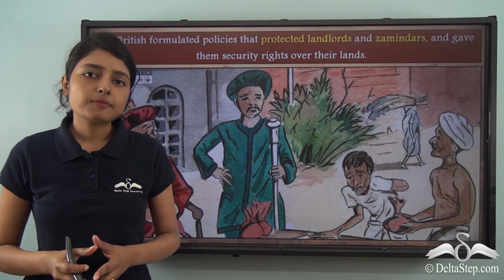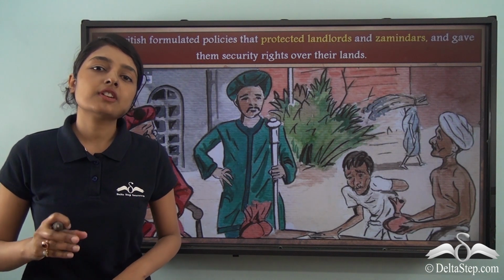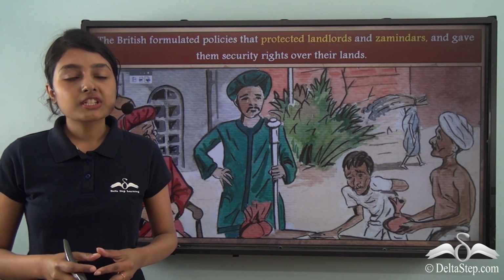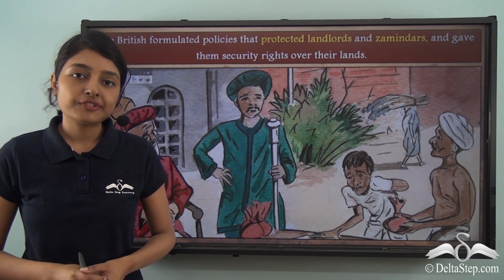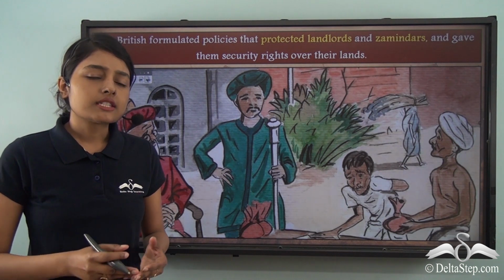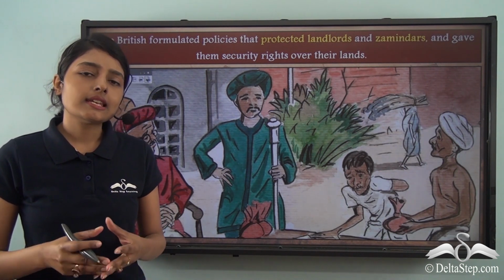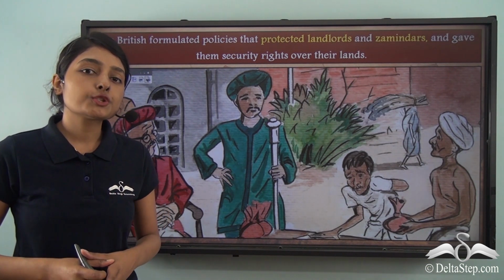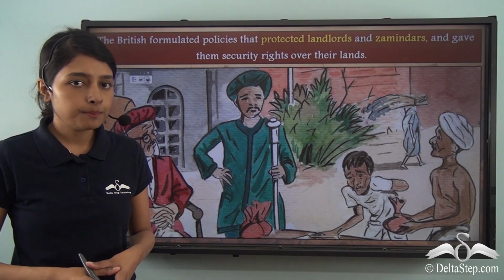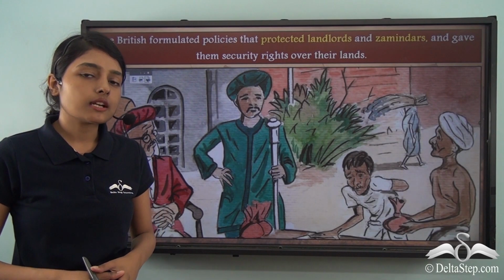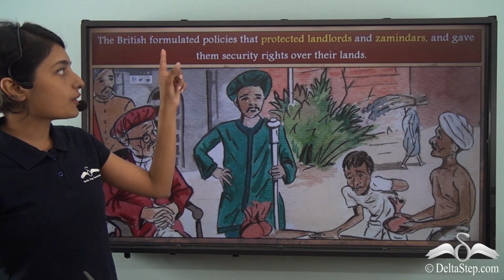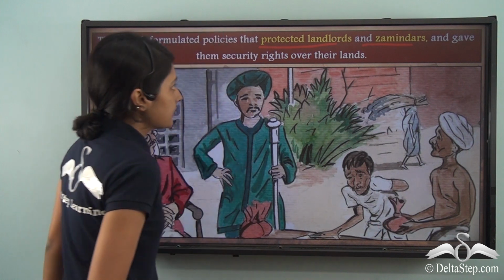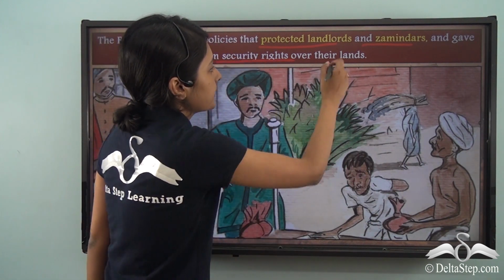A point that we have been harping upon all along is that several sections of the Indian society were up in arms against the British East India Company during the revolt of 1857. Now, during this time, it were the zamindars and the landlords who were also affected by the economic policies which were brought into being by the British East India Company. But after the British Crown started ruling the Indian subcontinent, it formulated policies that protected landlords and zamindars and gave them security rights over their lands.